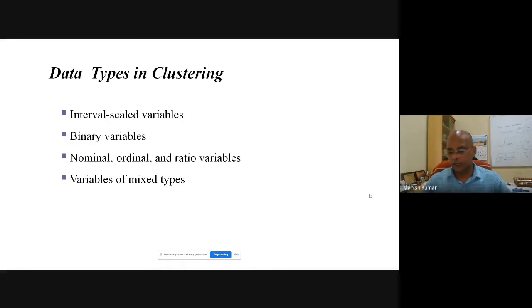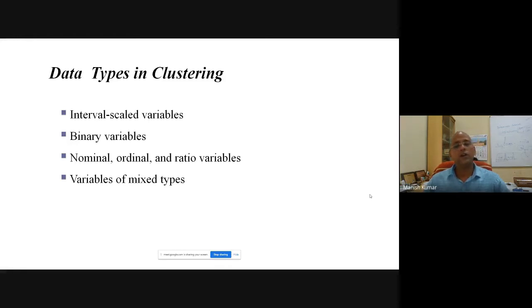We have data where ranks could be used. Then we have logarithmic data. So there are certain sets of data which are of different natures. Certainly we need to transform such data into the required data types, and then they can be used for clustering.